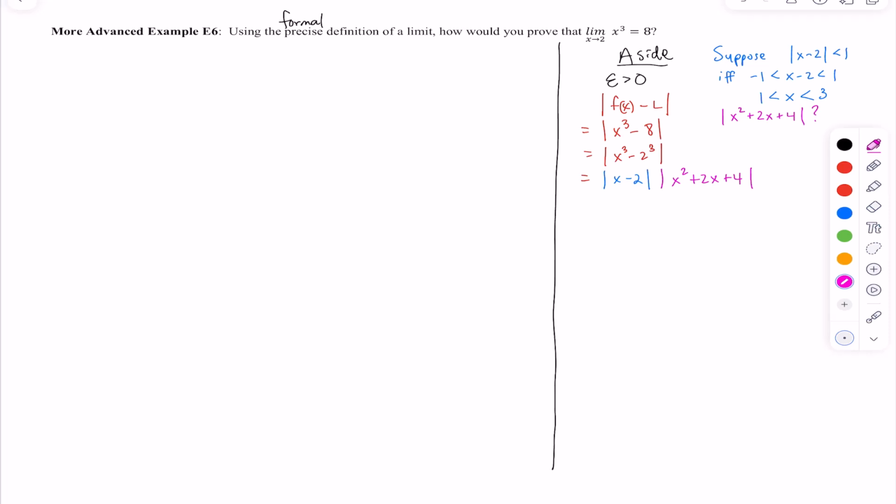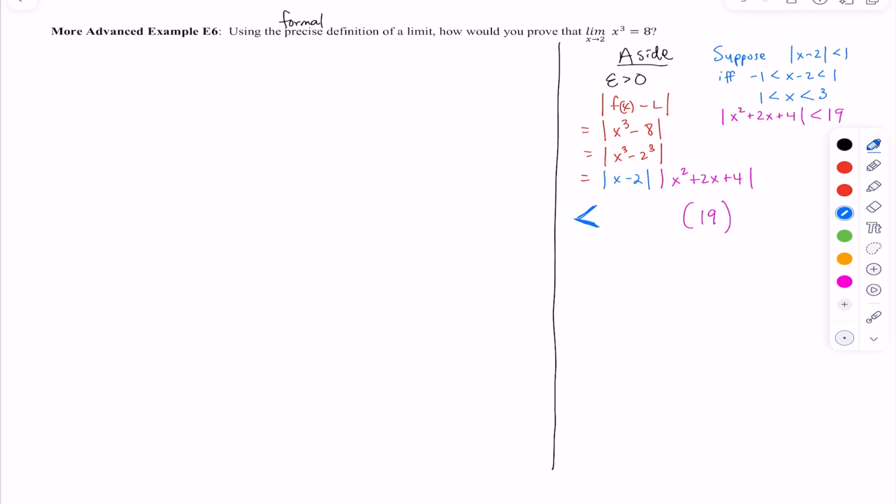This absolute value is going to be less than something: 3 squared plus 2 times 3 plus 4. I believe that's 19. So that absolute value is less than 19. Now we're ready to write, well, we're not quite ready. We now know that this is going to be less than the number 19.